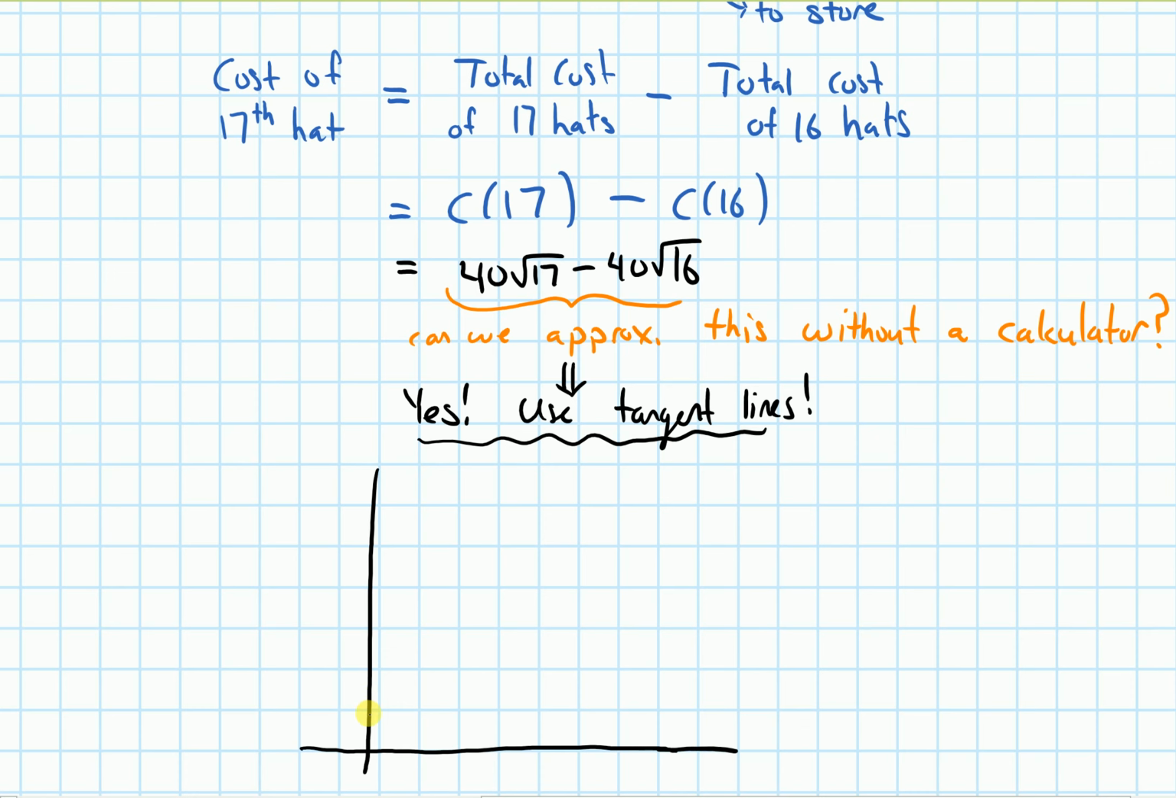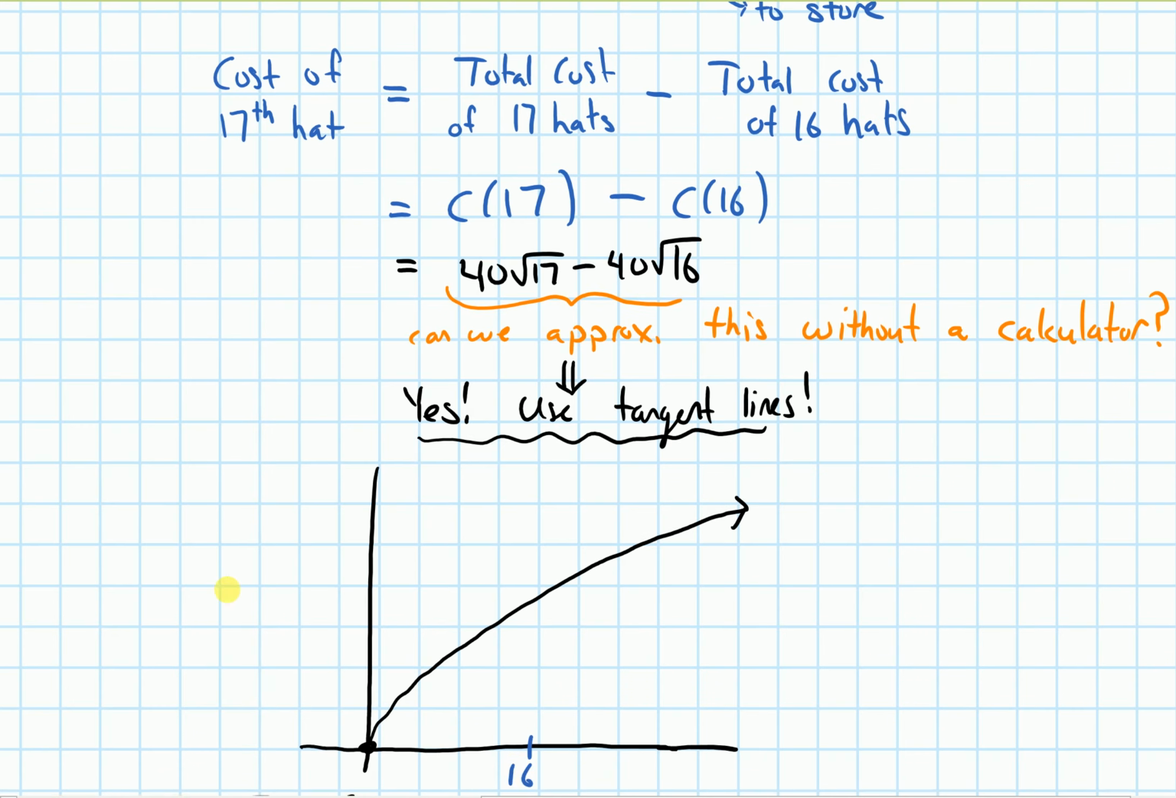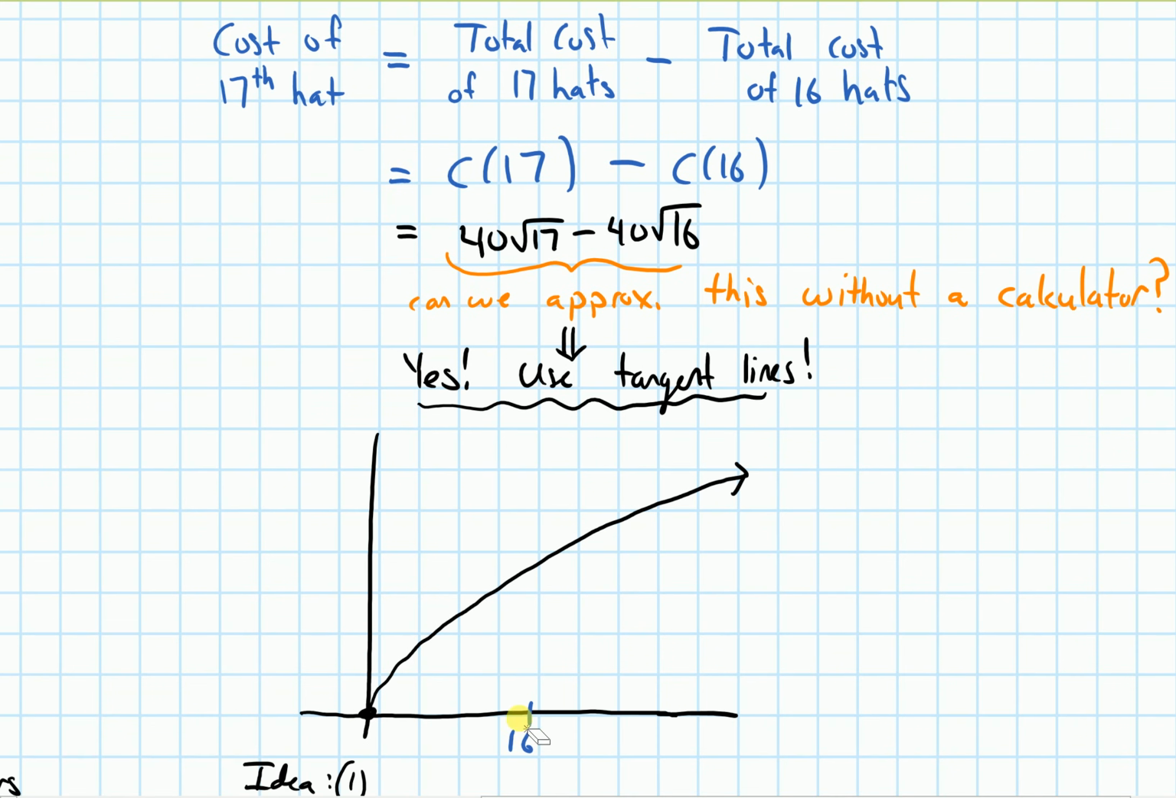So 40 times square root of x looks like the square root of x graph, but the 40 in front is going to stretch the graph vertically by a factor of 40. So overall, it'll still have the same shape that the square root of x graph has. It's just stretched vertically. Okay, so what I'm going to do now is put a tick mark where x is 16.